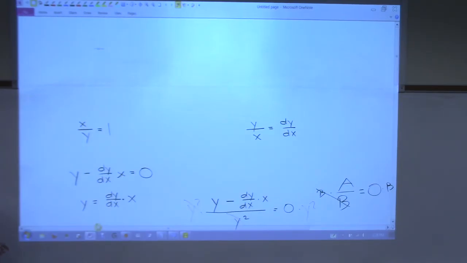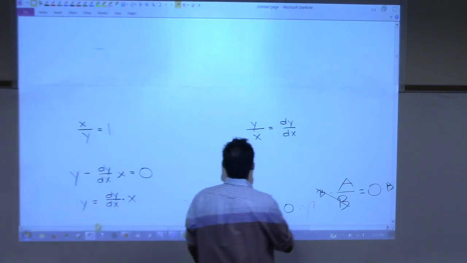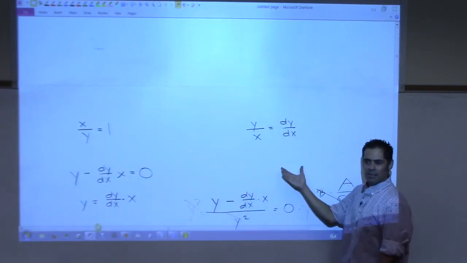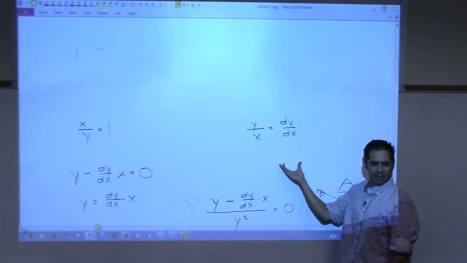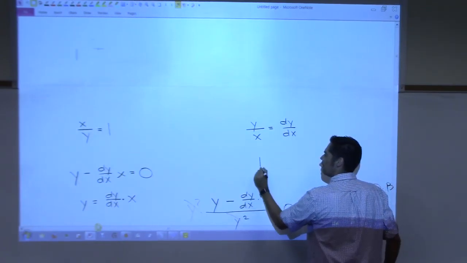Hey, but wait a minute. If x over y is 1, doesn't that mean that if I flip them, it's still 1? Like 4 over 4 is 1, but flip it, 4 over 4 is 1. If it's 1, these are the same. So if I flip that, I should still have 1. So this answer should be what? 1. Does that seem weird that this would be 1?